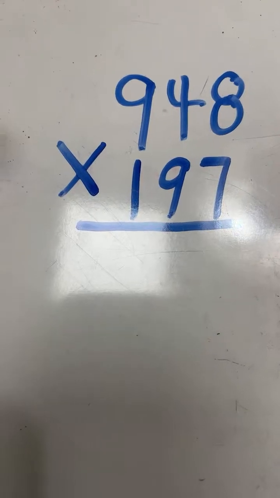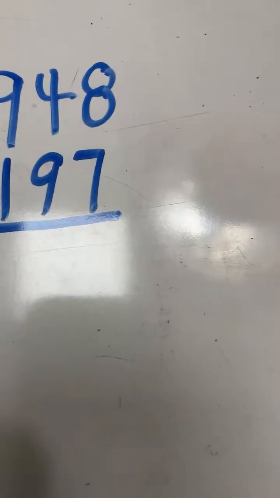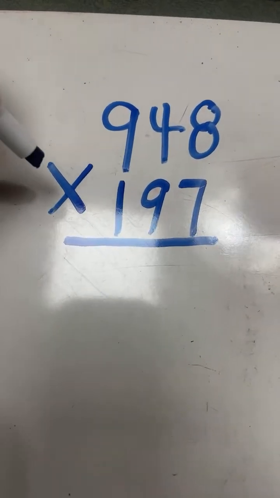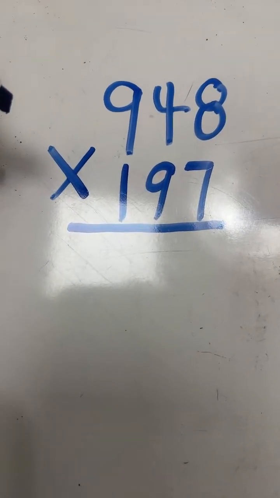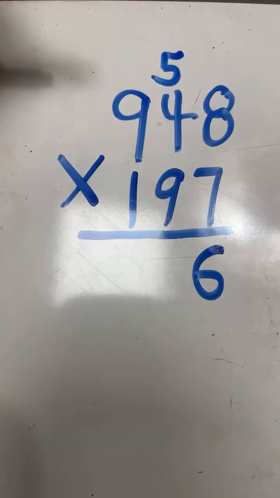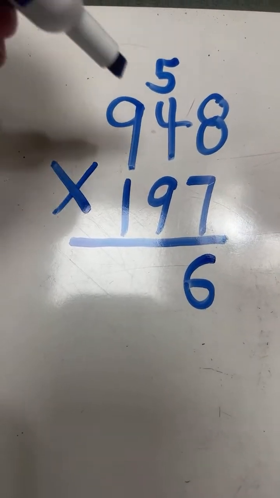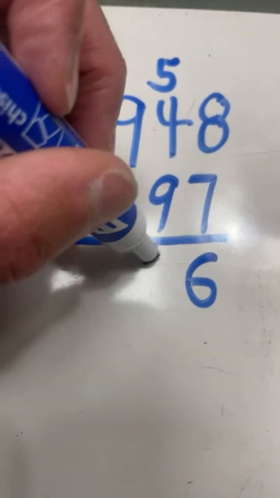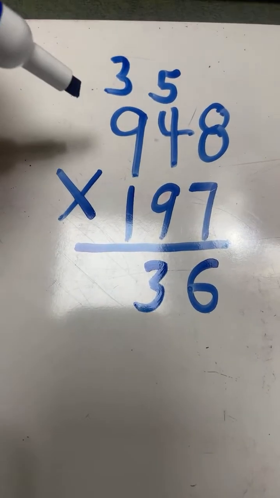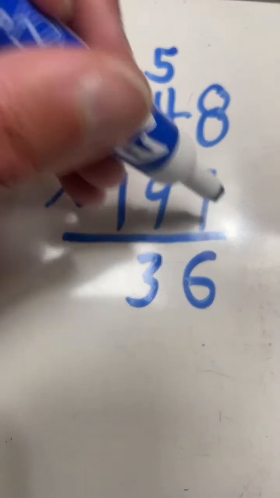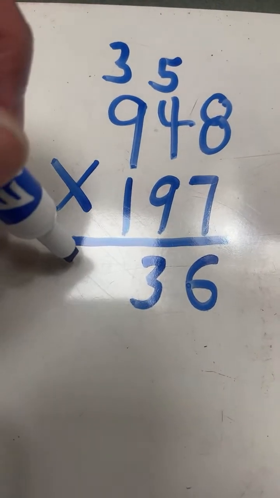All right, we are starting in the ones place. We're going to start by multiplying 8 times 7. And remember, anytime our product is 10 or more, we got to regroup. 8 times 7 equals 56. 6, carry the 5. 4 times 7 equals 28, plus 5 equals 33. 3, carry the 3. 9 times 7 equals 63, plus 3 equals 66.